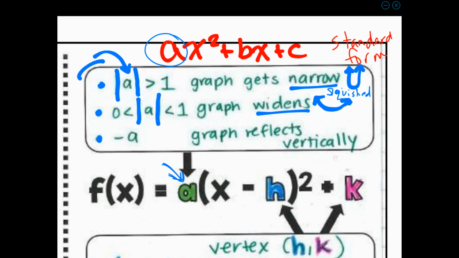So neither one of these care about whether it's positive or negative. We only care about the number itself. The negative sign comes into play here for this last one. If A is negative, then that means it's going to reflect vertically. So it's going to turn upside down. And that's what we talked about yesterday, right? If it's a positive A, it goes up, and if it's a negative A, it goes down.